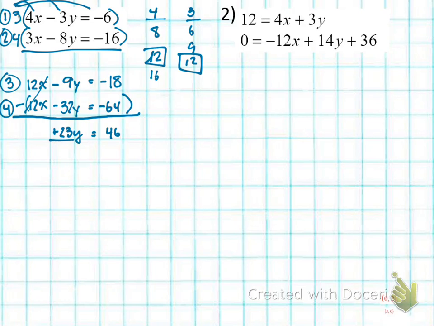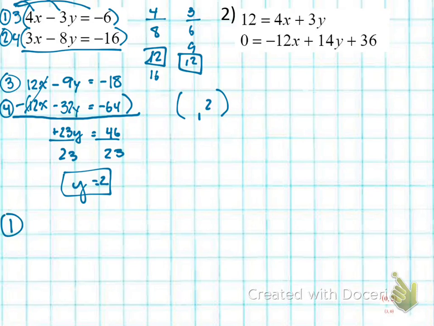Then I divide both sides by 23. We get y is equal to 2. Okay? Look at that. Y is equal to 2. Now, just like before, once you have one of them, you just plug it back into any equation. I'm going to pick equation 1. Go back to the beginning, substituting 2 for y.